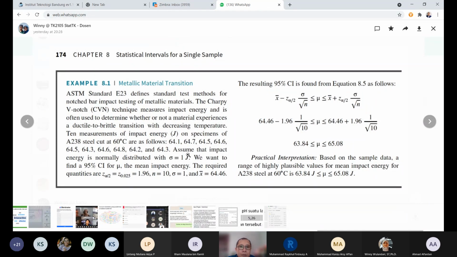We want to find the 95% confidence interval for mu, the mean impact energy.